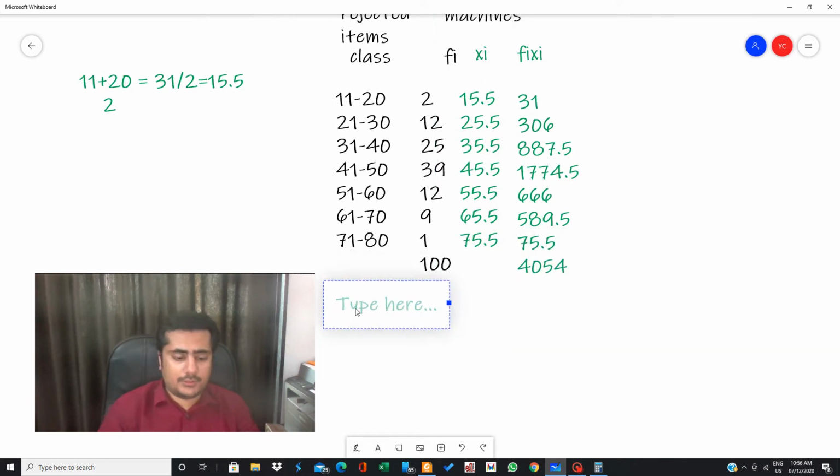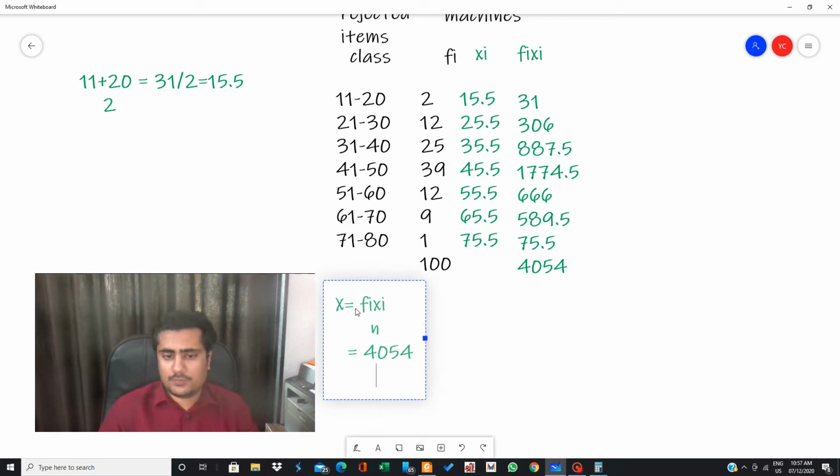Now let us find mean. X bar is equal to sigma fi xi upon n. So this is 4054 upon 100.